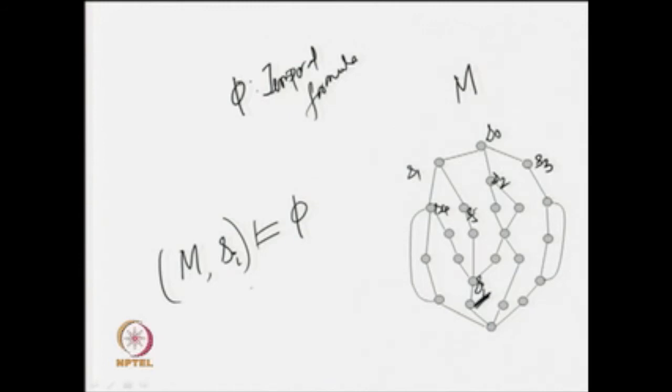So, I am saying that phi holds in this particular state, but it does not mean that phi holds in the entire system. It may be false in S3, or it may be false in S4. That is why I already mentioned that the truth value of a temporal formula is basically defined over a state in this particular model.